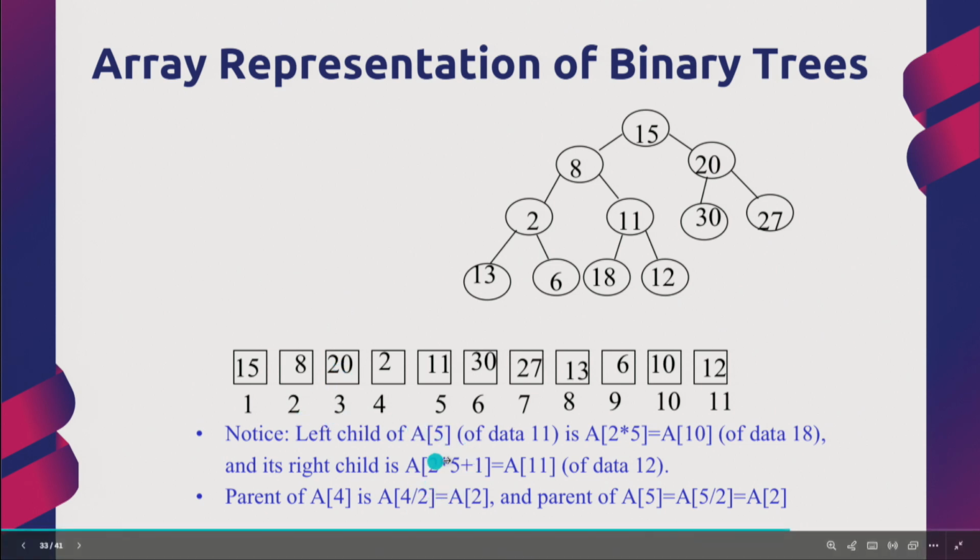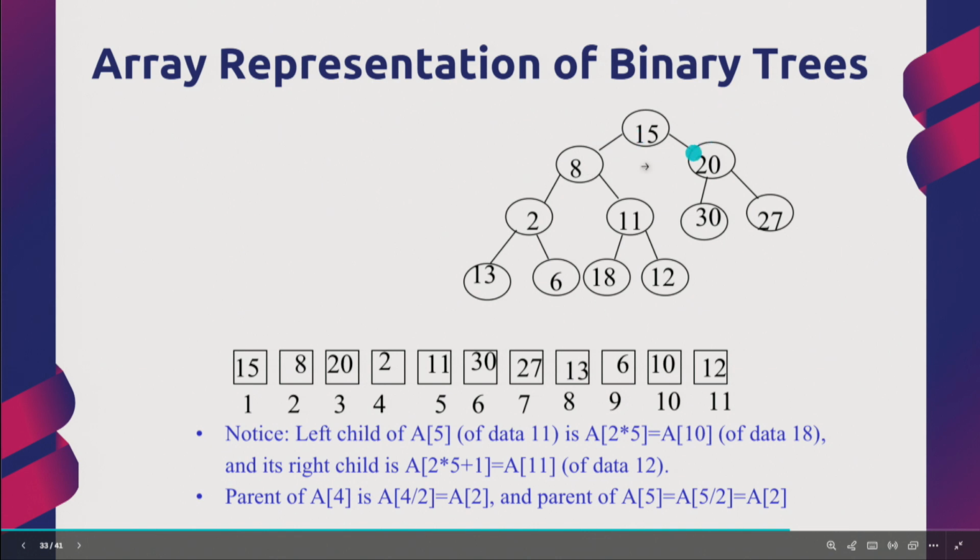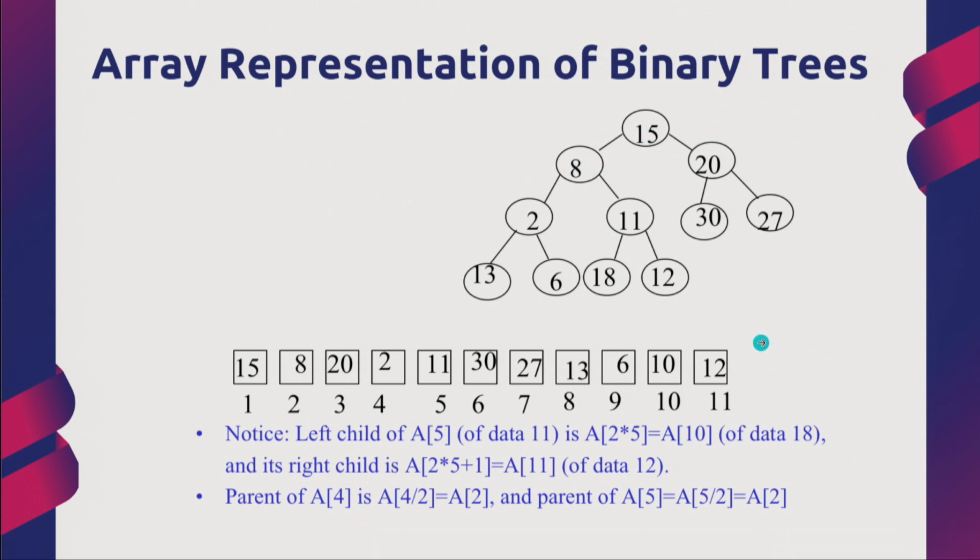Here we have another example. We look at location a[5]. a[5] has a value of 11, so it is parent to 18 and 12. Naturally 18 and 12 should be at location 2 into 5, which is 10, and 2 into 5 plus 1, which is 11. That is where 18 and 12 should have got stored. Here there is a mistake, it should have been 18. So this is how binary trees are actually represented using arrays.